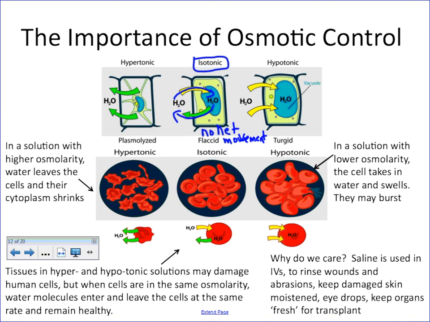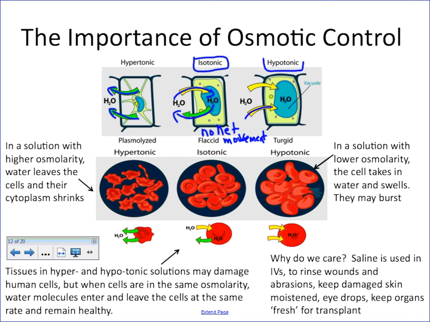In solutions that are considered hypertonic, this is where you have net movement of water out of a cell. This can cause the cytoplasm to shrink, and you can get cells that are shriveled and won't function properly. You can also have hypotonic solutions.